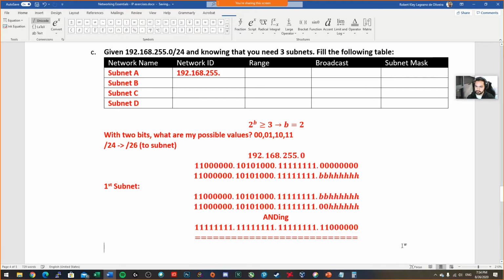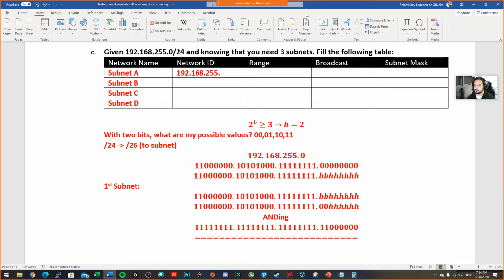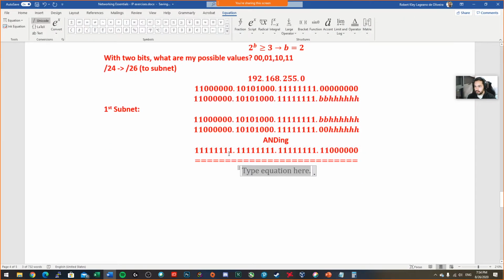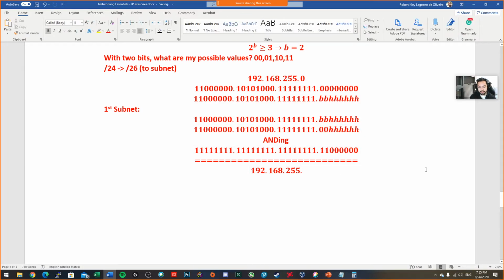11 followed by 6 zeros, 1010. The first three portions are just telling you to keep the value. So keep the 192, keep the 168, keep the 255, and it's telling you to keep the first two borrowed bits at whatever value you gave to them. In this case, we gave them the value 0, 0.